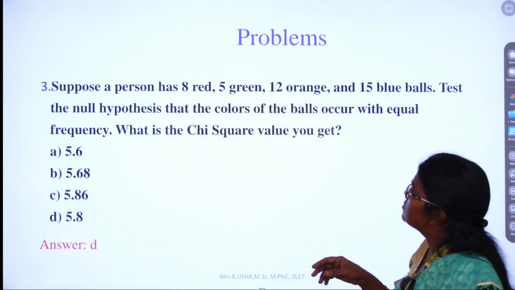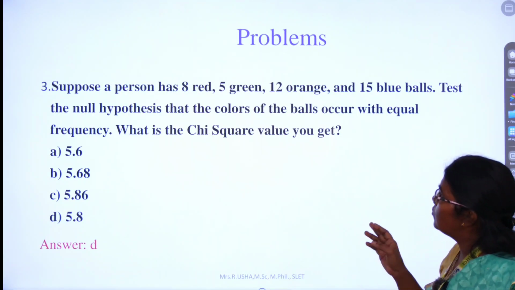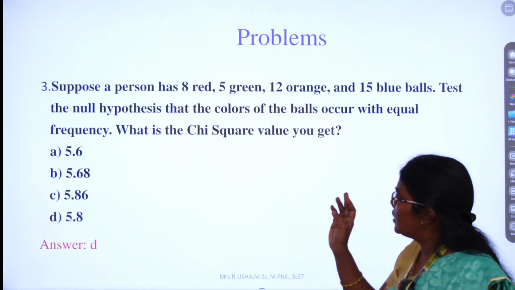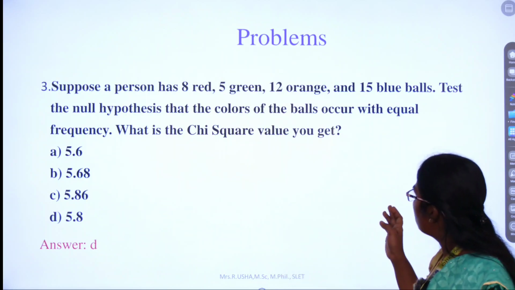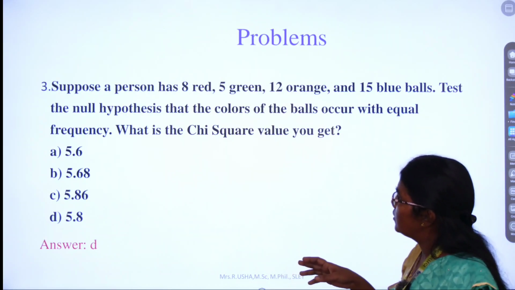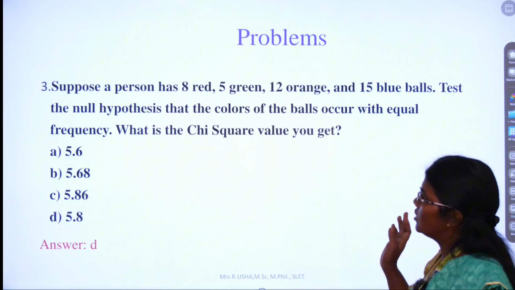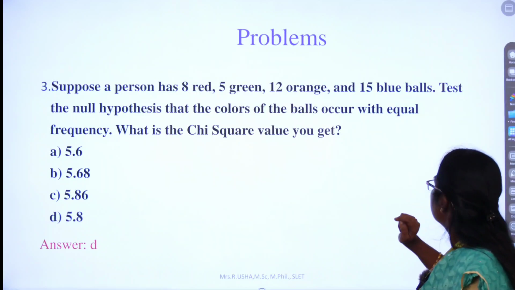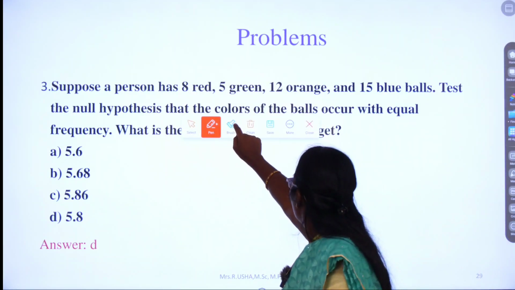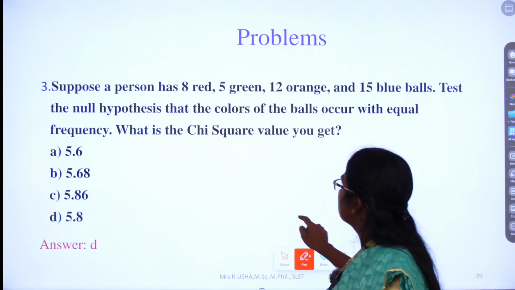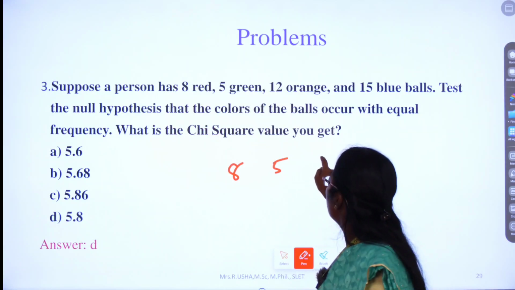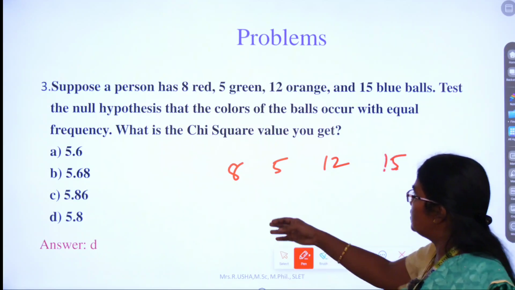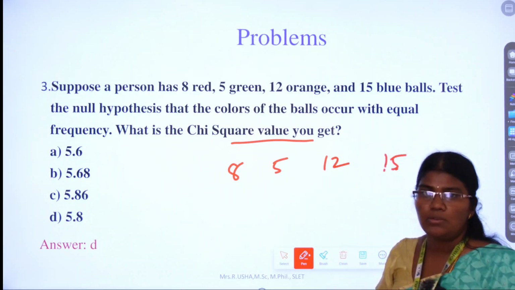Next one: suppose a person has 8 red, 5 green, 12 orange and 15 blue balls. Test the null hypothesis that the colors of the balls occur with equal frequency. Then what is the chi-square value you get? So it is given there are 4 different balls: 8, 5, 12 and 15. So 4 different color balls. We have to find the chi-square value of the given problem.